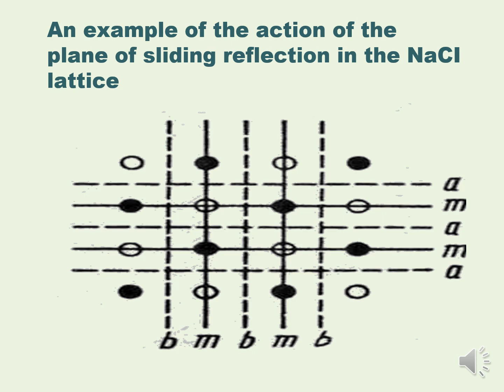I hope you understand that the action of the gliding reflection plane is a combination of the reflection and the translation, and the joint action creates the new element of symmetry of crystal structure. It is a sliding reflection plane or gliding reflection plane, another name.